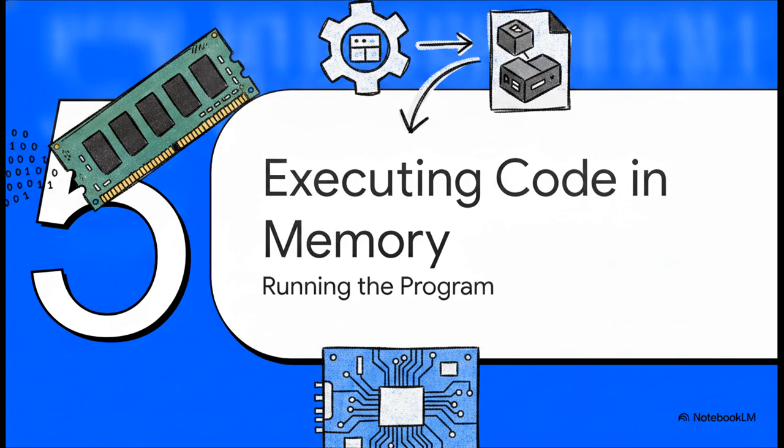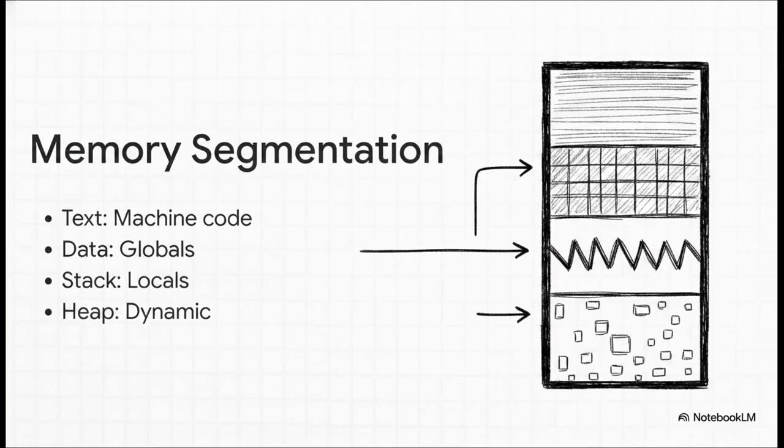Finally, part 5, executing code in memory. Let's actually run this program. Now the operating system is ready to take our newly forged binary executable file and load it right into physical RAM. During this handoff, the OS acts like a meticulous organizer. It divides the RAM into discrete, highly functional regions so our program can live safely.